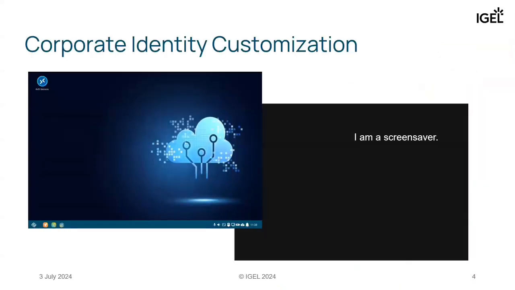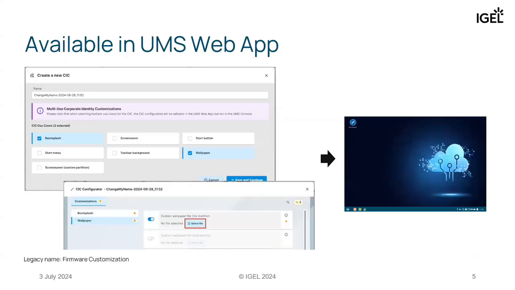You all know that probably you want to configure the wallpapers of IGEL UMS, the screensavers, or the start menu icon. Until now, it was possible to use an easy feature in the UMS console. It's named firmware customization, and that made it easily possible to configure wallpaper, screensavers, and so on. This feature has been missing in the UMS Web App. Now with 12.5, we have this amazing feature also in the web app. We call it corporate identity customization.